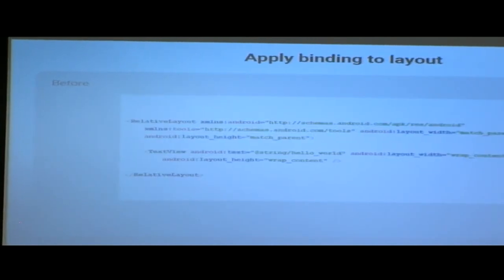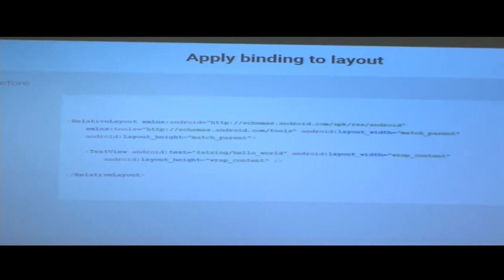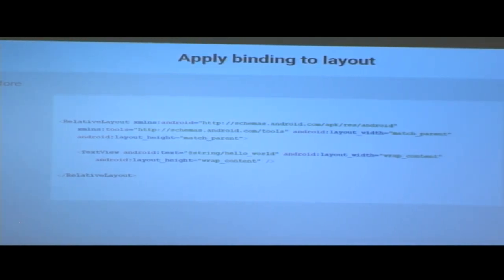So let's try the simplest example. You know that when you create a new Android project, you have the hello world string. That's the case, the layout. I removed some of the tags to make it easier, but basically we have a relative layout with a text view that is showing a string called hello world. Let's change these into data binding and see how data binding will work.